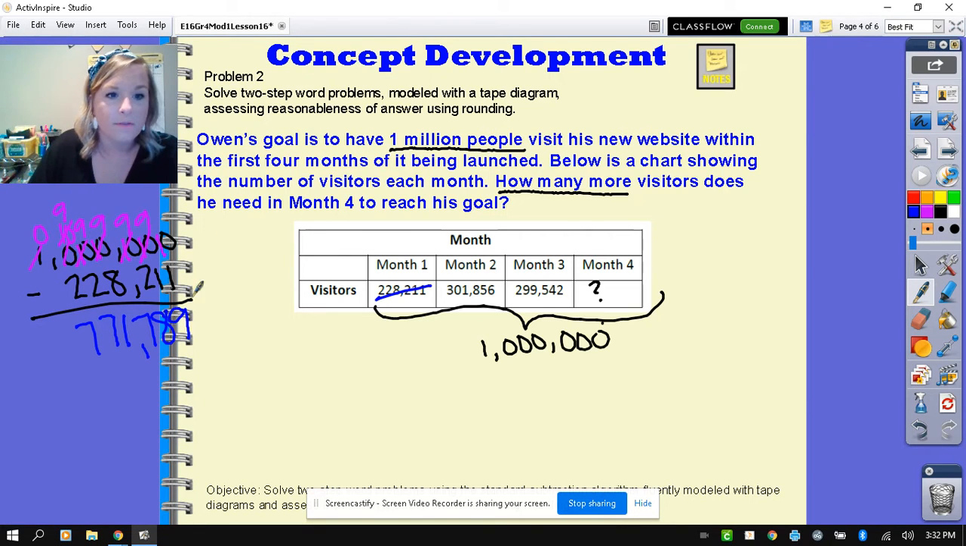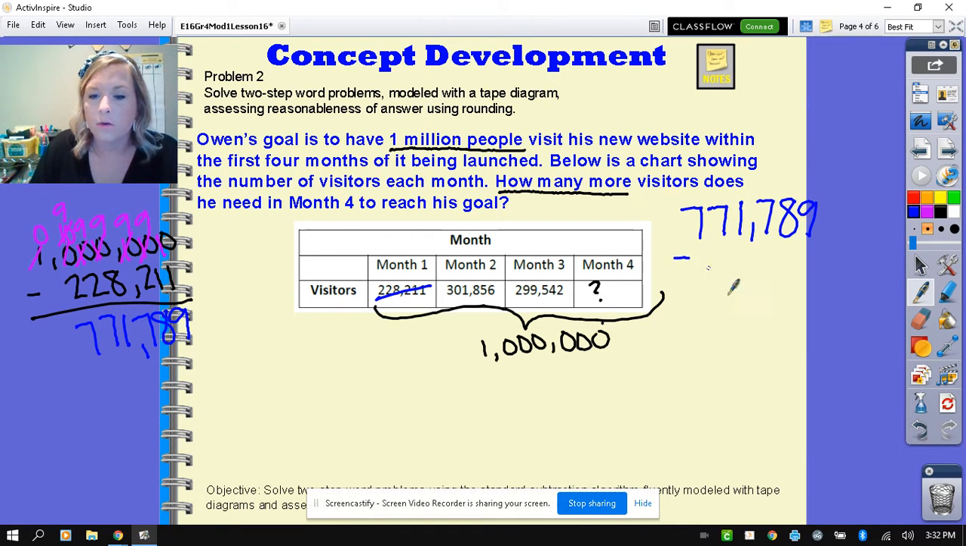You can continue to go off of that problem. I'm actually going to exit out of that. I'm going to come over here just so you guys can see it easier. So 771,789. Okay, now we need to subtract month 2. So 301,856. And we're going to go ahead and subtract.